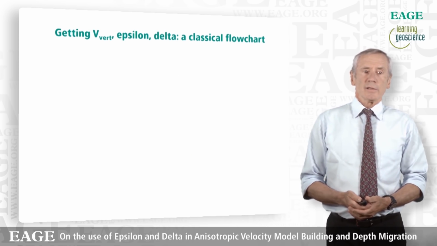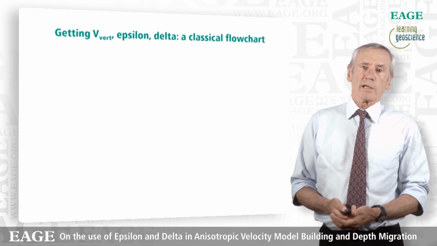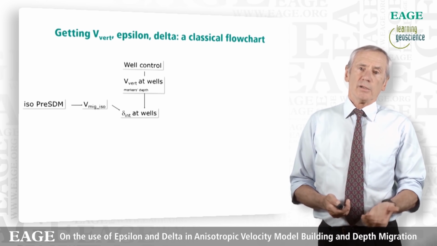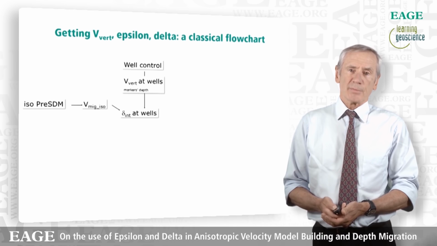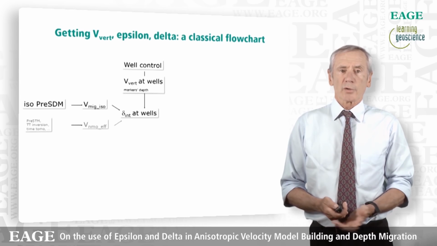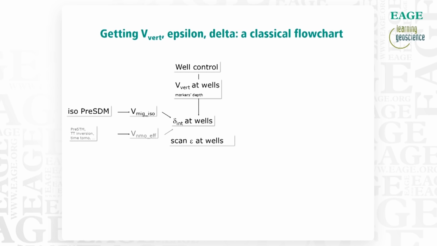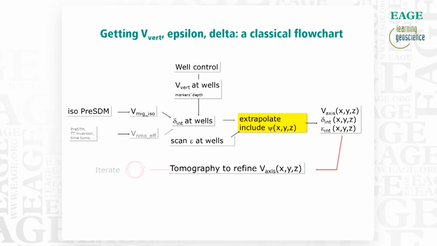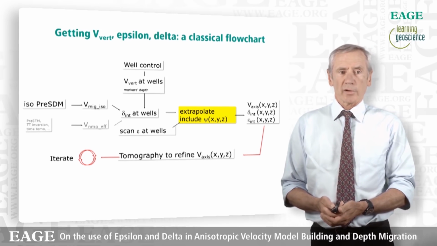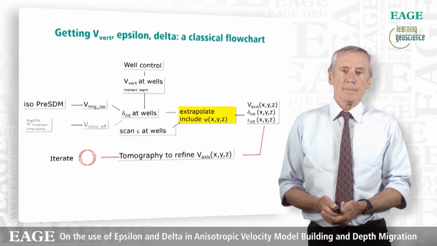So just in a nutshell, a classical flowchart would be start with iso prestack depth migrations, get the migrated image at the wrong depths, use the well control to estimate delta, do some scan to estimate epsilon. Alternatively, you might use prestack time migrations or other technologies which are around nowadays. Scan epsilon, extrapolate, include the axis of symmetry, and redo some kind of tomography to refine the vertical velocity, possibly the epsilon delta as well.